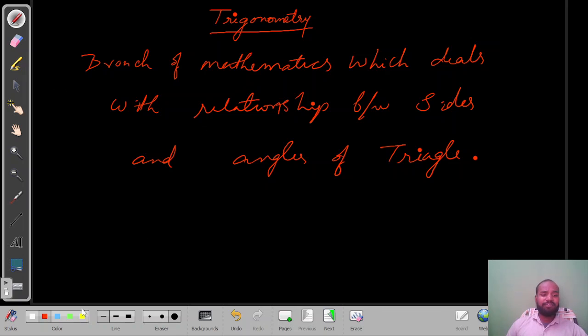So this is the basic definition of trigonometry. What is the basic definition of trigonometry? Trigonometry is a branch of mathematics which deals with the relationship between sides and angles of a triangle. So we are going to measure the sides and angles in this trigonometry. Am I clear? So see here.